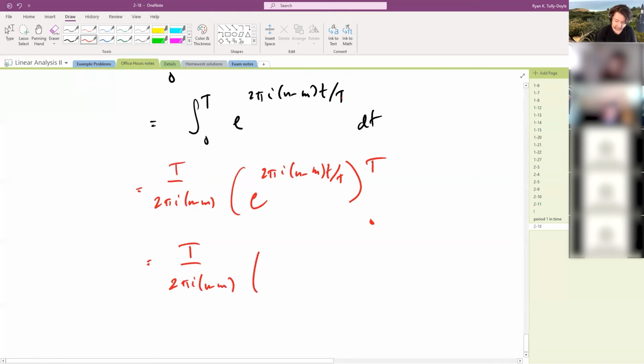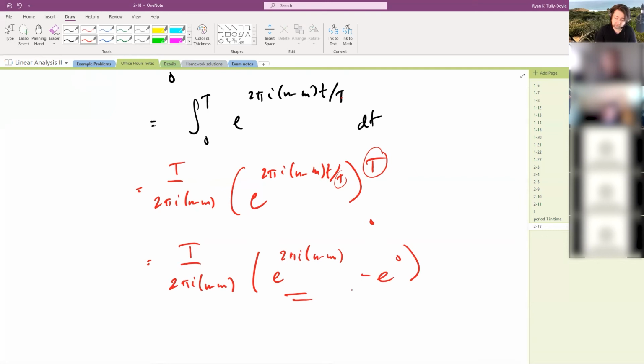When you put in the T, the big T here cancels this T right here, and you get e to the 2 pi i times (n minus m). You put in a 0 for little t, and you get e to the 0, which is 1. What's this equal to? e to the 2 pi i times some integer. Well, what's e to the 2 pi i?